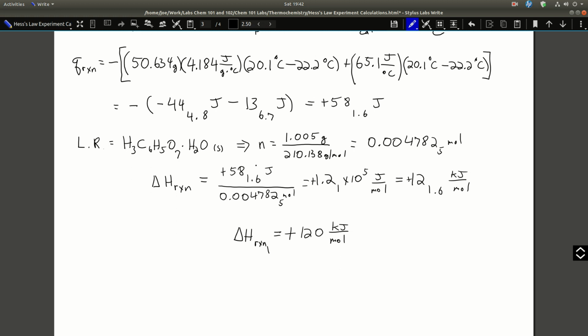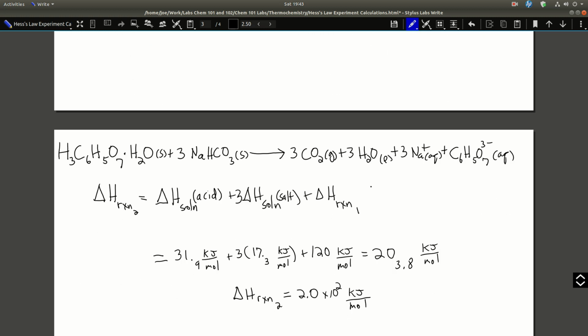Dividing my Q of reaction by the moles, I get my delta H of reaction, which is about 120 kilojoules per mole. So this is the delta H for the reaction between aqueous citric acid and the aqueous bicarbonate ion.